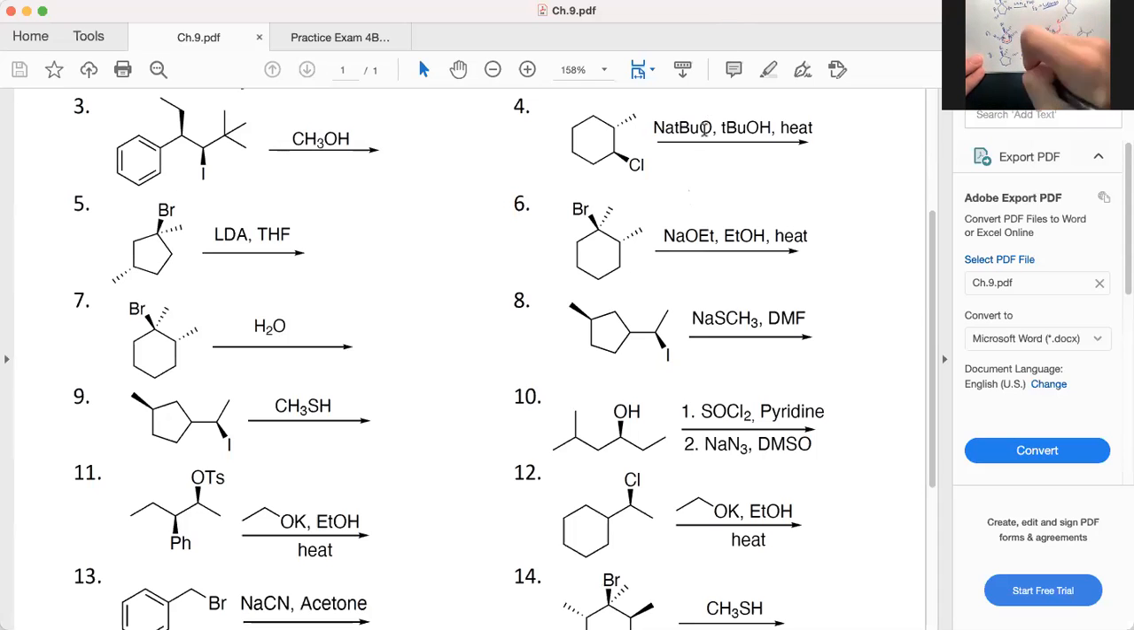SN1, E1, great, SN1 and E1. So the main reactive intermediate is probably important to draw. So that's probably a tertiary carbocation. No rearrangements necessary. Water can attack that position. Okay, so we can get the 2 substitution products, so the 2 diastereomers. That would be this and that.